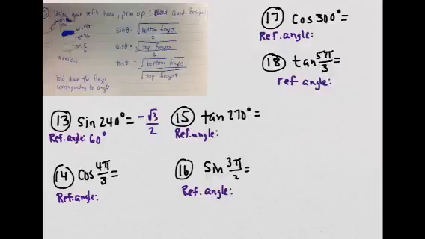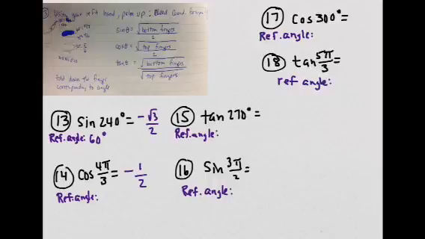And so for cosine, we take the top numbers, square root of the top numbers divided by 2. Now in quadrant 3, cosine is also negative, so it's going to be negative, and then there's only 1, so square root of 1 is 1, so 1 half.